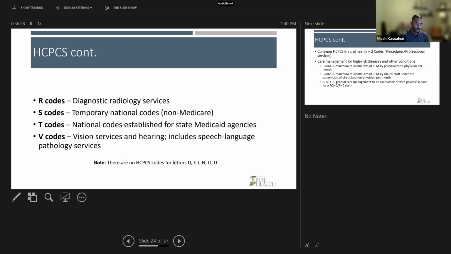And so again, I put a note at the bottom that there are no HCPCS codes for letters D, F, I, N, O, or U. I'm not exactly sure why that is. I'm sure there is a reason, but that is just the way that it is. It's still A through V, just without those 6 letters.